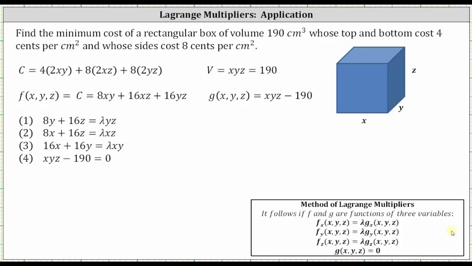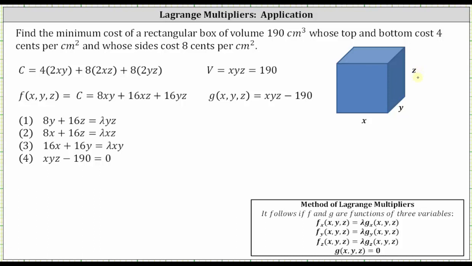We're asked to find the minimum cost of a rectangular box of volume 190 cubic centimeters whose top and bottom cost 4 cents per square centimeter and whose sides cost 8 cents per square centimeter. To model the information, we will use the box shown here on the right, where the dimensions are x centimeters by y centimeters by z centimeters.